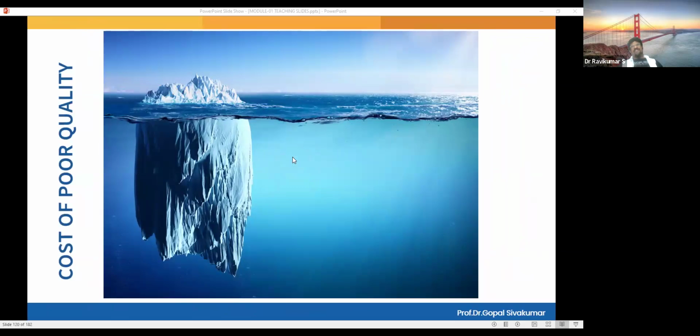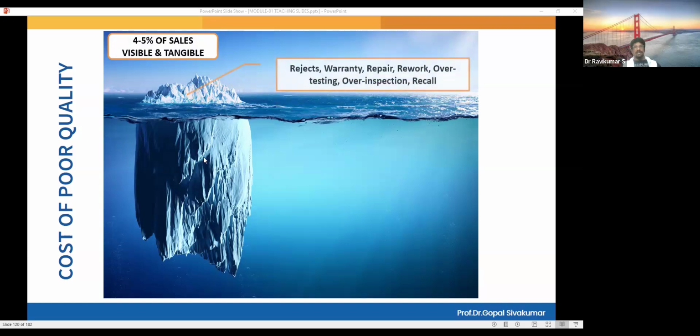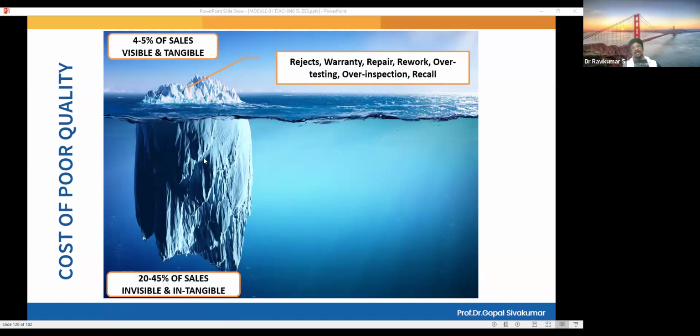Generally, what we see visibly is the tip of the iceberg. This is what people saw. Just a loss of 5%. It's near 5%. That is what they will discuss. But at the end, this is what we are losing, guys. It is nearly 45%. It is nearly around half of the business volume, sales volume, that will be eaten out by this poor external failure.